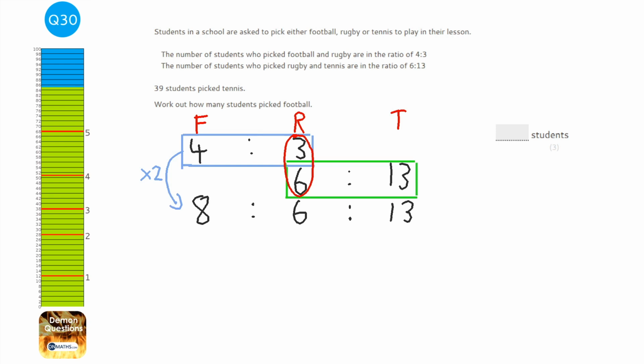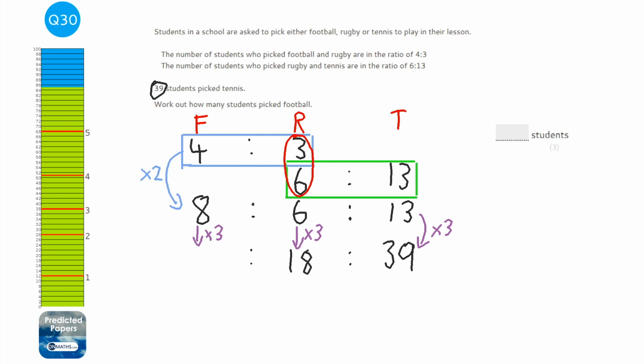Now it says that 39 students picked tennis, so I need to find some way of getting the tennis to be 39. Well, that's going to be just simply timesing it by 3. And if I times that one by 3, I've got to times this one by 3, and I've got to times this one by 3. So 6 times 3 will be 18.